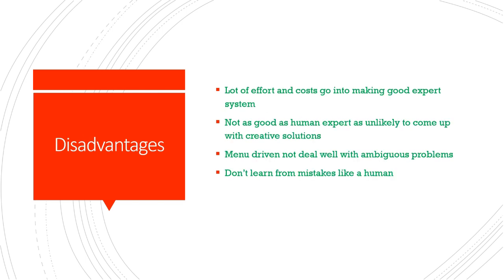The disadvantage is that a lot of effort and cost go into making a good expert system. They're not as good as a human expert, as they're unlikely to come up with creative solutions. So that's where your heuristic knowledge comes in. It's just not as good as a human. The menu-driven ones will not deal with ambiguous problems, and they don't learn from mistakes like a human.